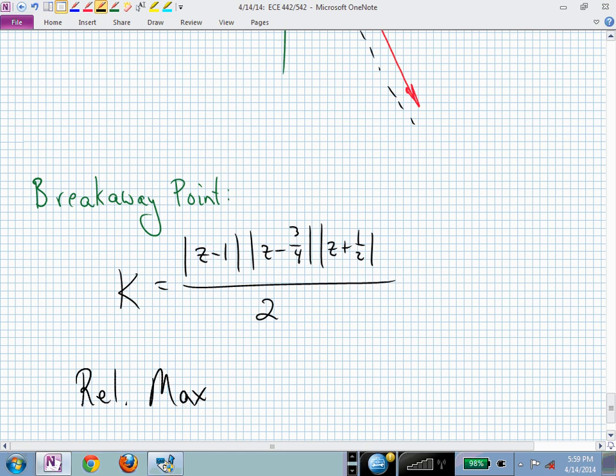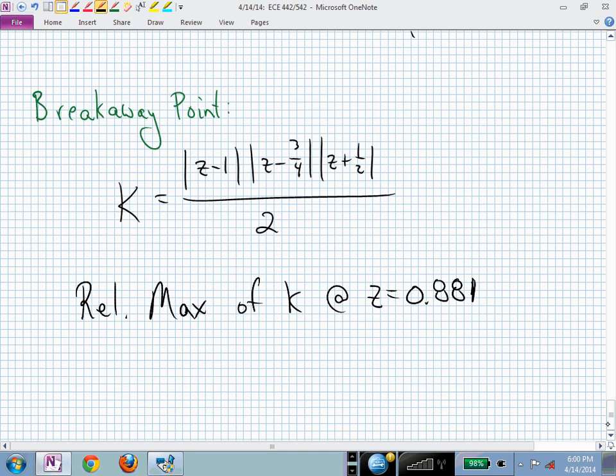you will find that you have a relative max of k at a z value of 0.881. And if you now plug that z value in, you'll actually find the k at that z value. You don't have to crank up the gain very much to get you to the breakaway point. Just a little bit more than 1%. Well, it's not really a percent. The gain k of 0.01, 0.011 gets you to where those two meet on the real line.